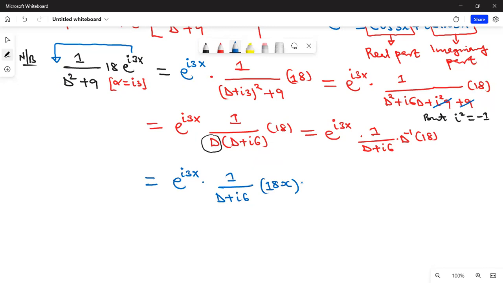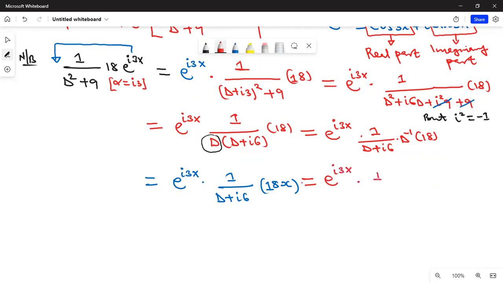18x. So what do we do? You need to use Maclaurin series expansion, or you could get rid of the complex number from the denominator. That's easier. There are two ways. Just use whichever is easier for you. So this can be written as exponential I3x.